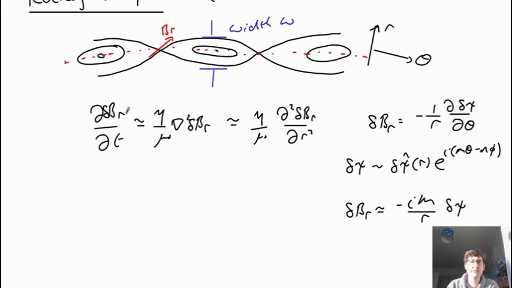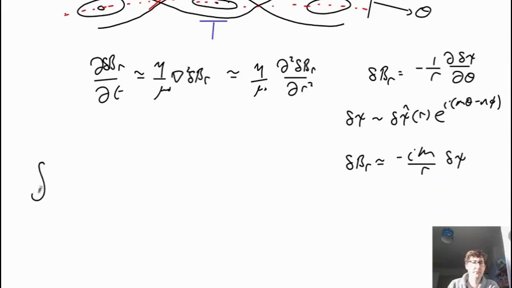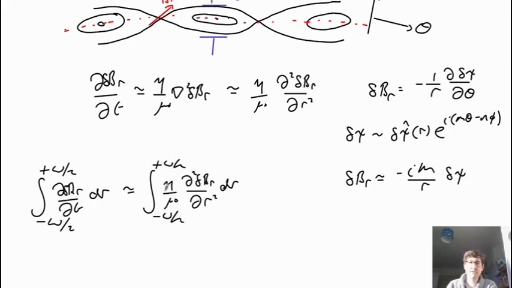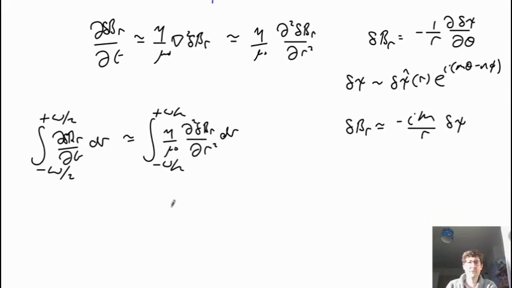So what we're going to do is integrate this equation from one side to the other. So we're going to calculate the integral from minus w over 2, so from this side, to plus w over 2. And first we're going to integrate the dB_R by dt, integrating this in R. And this, of course, is just the integral of the other side. Now on the right side, if we assume eta is constant, this whole thing is constant, and so it's just the integral of the second derivative, which is just the jump in the value.